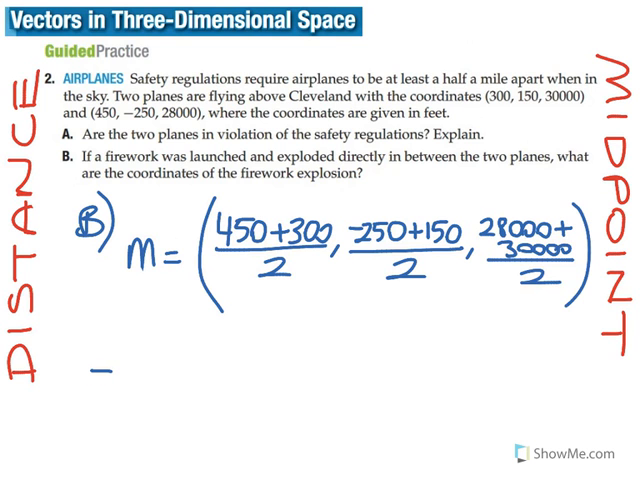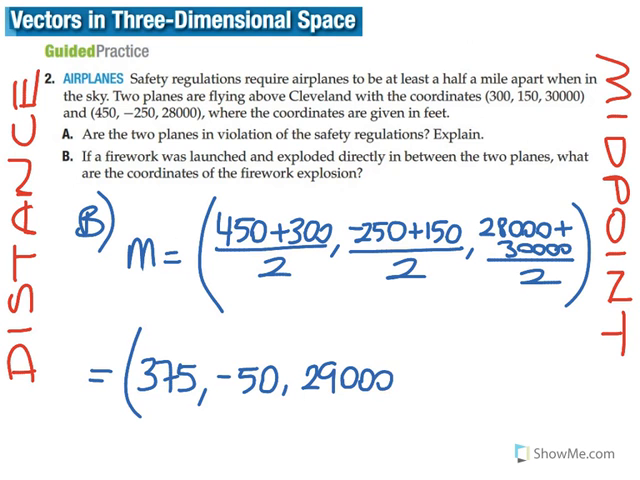So let's try to calculate these coordinates. It will be 375 for x, minus 50 for y, and 29,000 for z. So this is our midpoint. This is where the firework should be exploded directly in between the two planes. So this is how we find the distance and the midpoint in three-dimensional space.